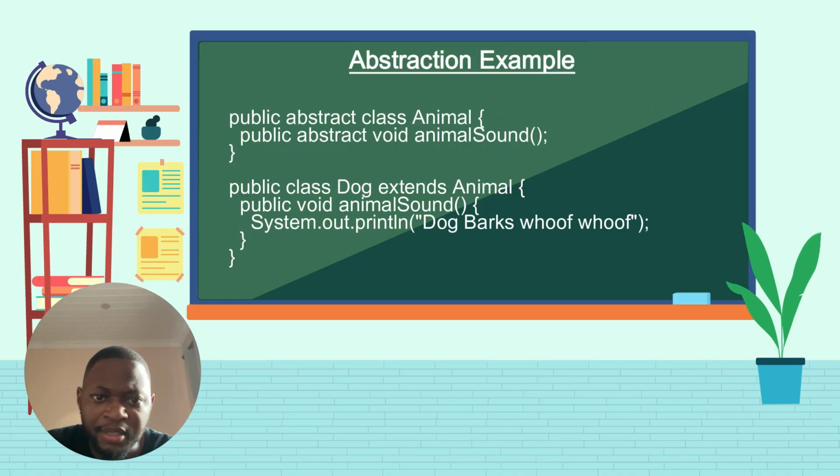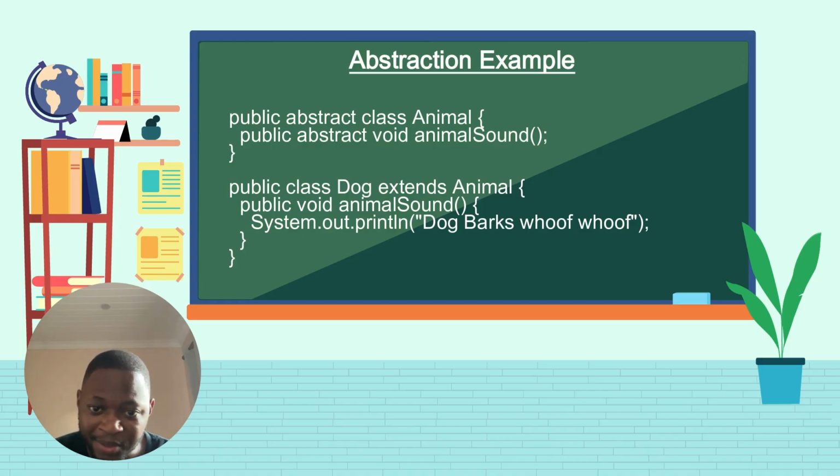So, abstraction example. There we have our animal. We expect all animals to make at least a sound. As you see, this is an abstract method. It has no body to it, and it's in an abstract animal class, meaning that you can't create an object out of it. You can only extend it to a subclass.